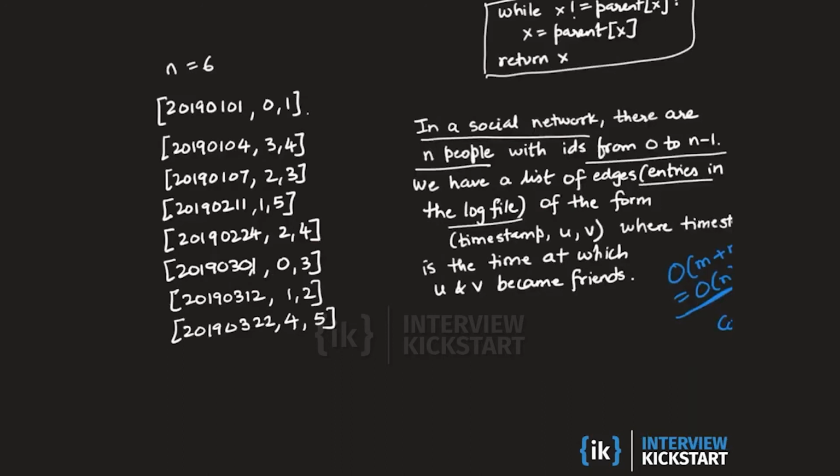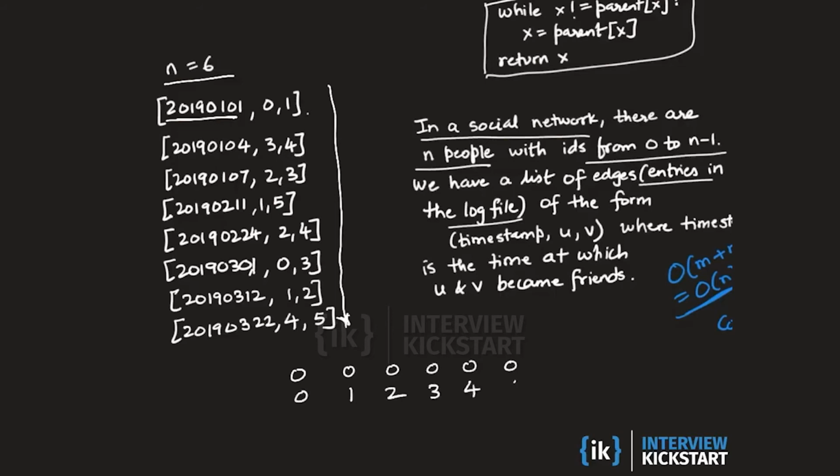So here's a simple example. Suppose we are given that there are 6 people on this social network, and we are given a sequence of entries, and these have timestamp values corresponding to the time at which pairs of people became direct friends on this social network. So if we are given that n is equal to 6, we know that there are 6 people involved whose IDs are from 0 to 5.